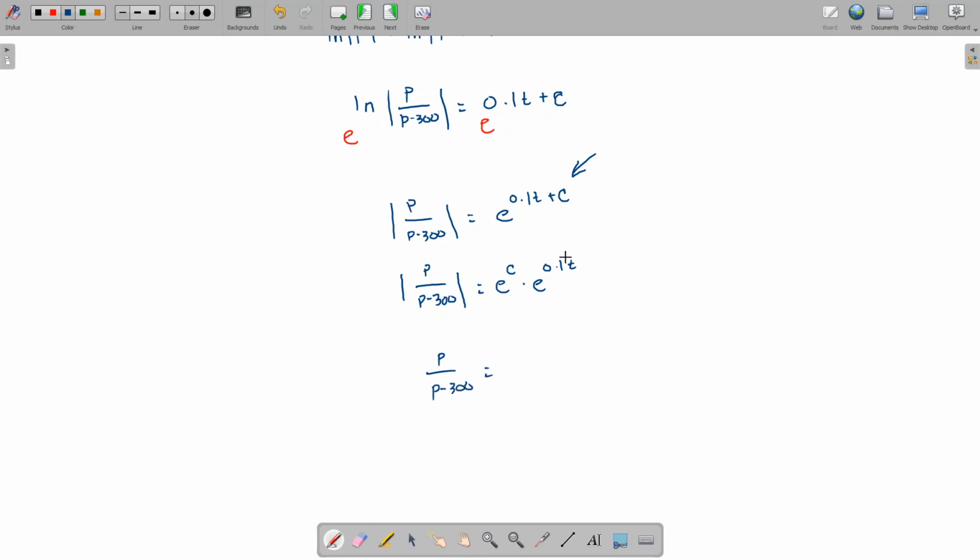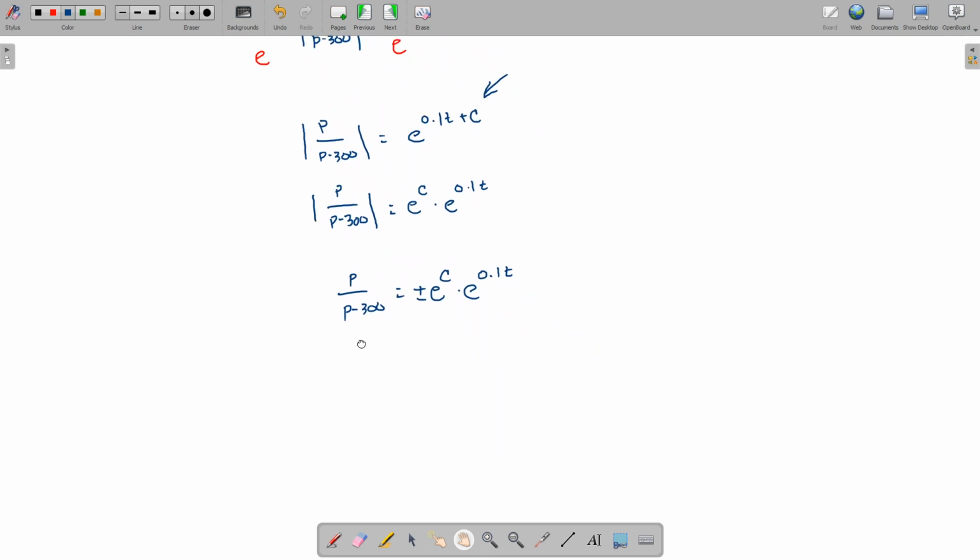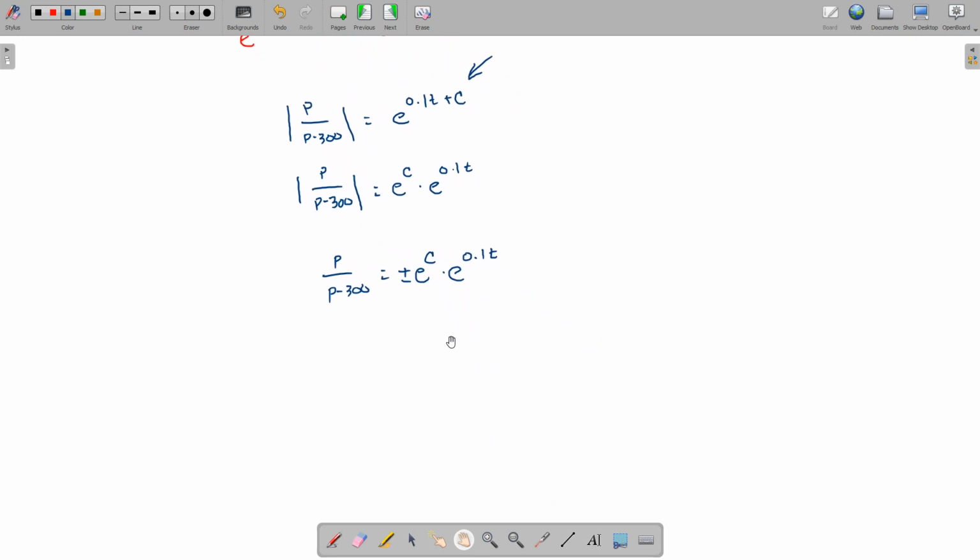Right, this right now is always positive, but having the absolute value over here means this could be negative. So if I want to get rid of it, I'd have to write it like this. But, and this is where it starts to get a little strange, c is an arbitrary constant, which means e to the c is pretty much an arbitrary constant as well, and now we've also said it could be plus or minus, it could be anything. So this whole thing is just another arbitrary constant.